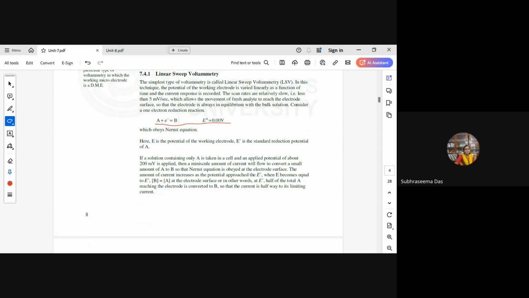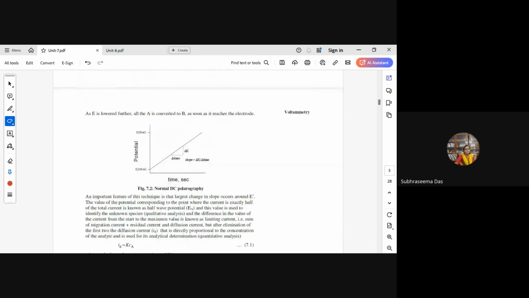The amount of current further increases as the potential approaches the standard value E0. That is, when E becomes equal to E0, the concentration of B is equal to A at the electrode surface. So that means that at E0, half of the total of A reaching the electrode is converted to B, so that the current is halfway towards its limiting value.